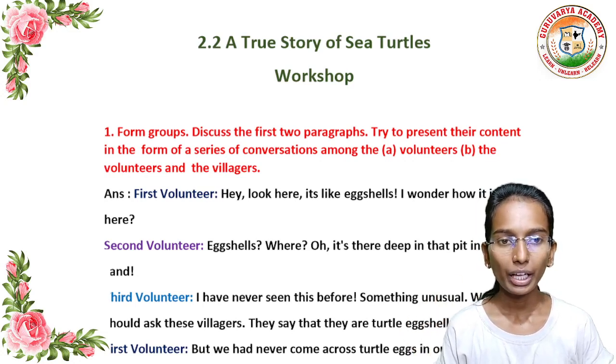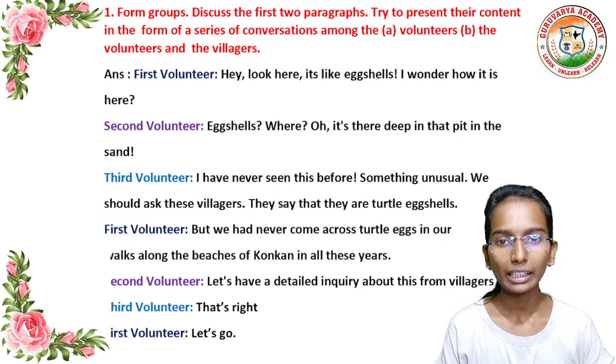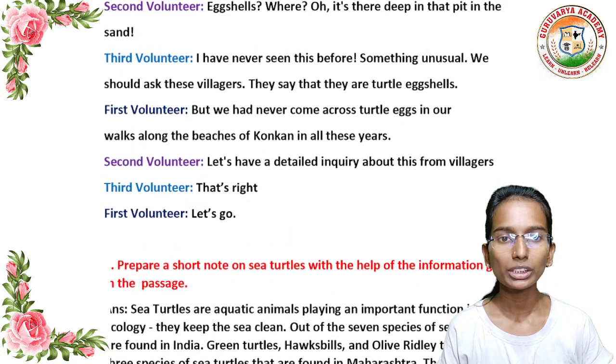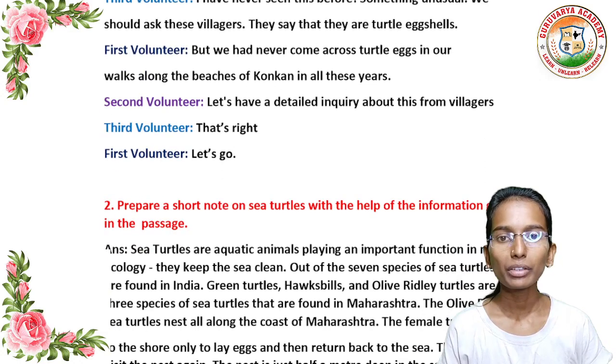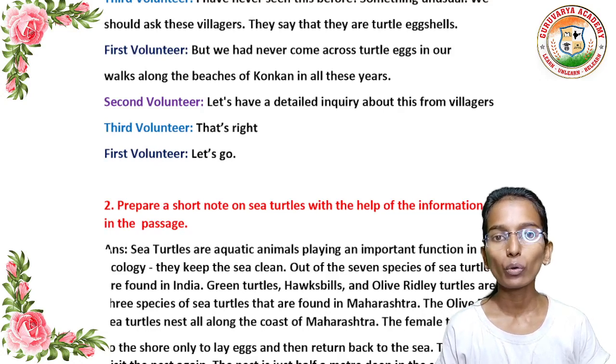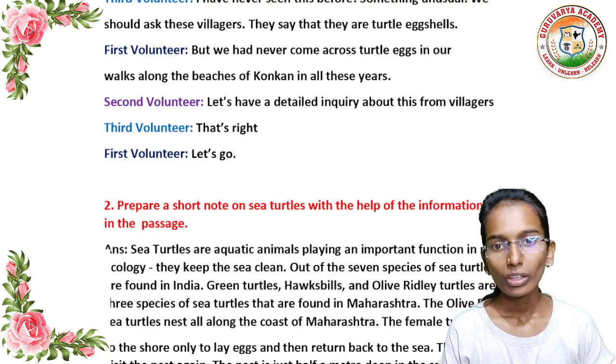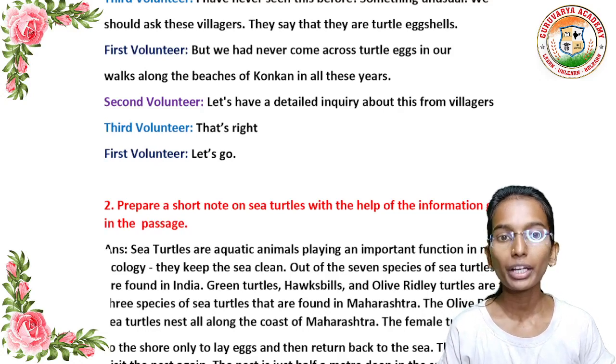Answer. First volunteer: Hello here. It is like the action. I wonder how it is here. Second volunteer: Action. Where? Oh, it's there, deep in the pit. Third volunteer: I have never seen this before. Something unusual. We should ask these villagers. They say that they are turtle eggshells. First volunteer: But we had never come across turtle eggs in our walks along the beaches of Konkan in all these years. Second volunteer: Let's have a detailed inquiry about this from the villagers. Third volunteer: That's right. First volunteer: Let's go.